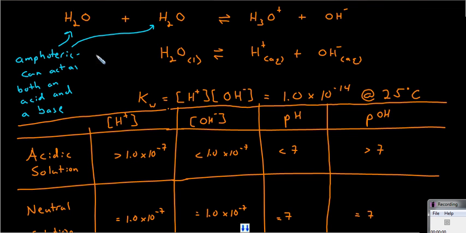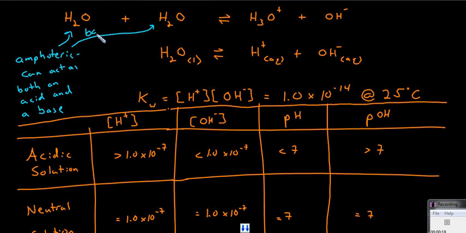Water is an amphoteric molecule. That is, it can act as both an acid and a base. Being that it's able to do that, it can even react with itself and auto-ionize. One water can act as a base and accept a proton from another water molecule which acts as an acid.